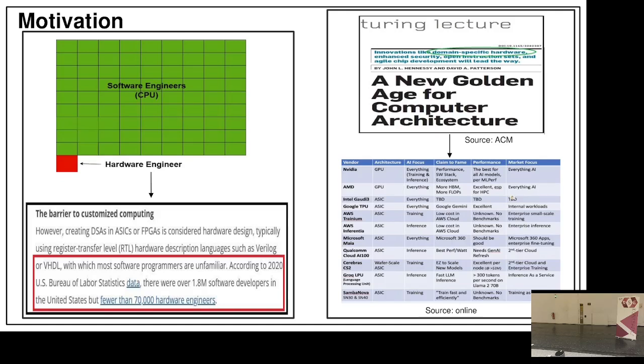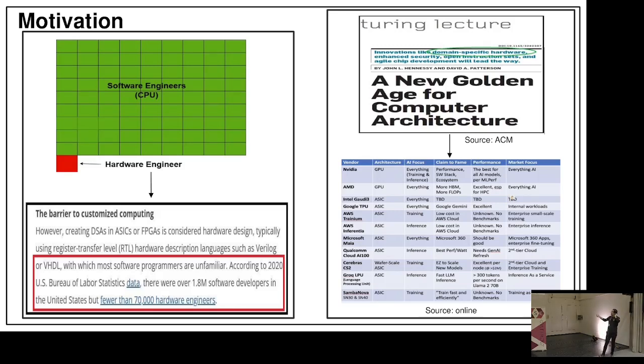One report from the US labor statistics says that there are almost 1.8 million software developers as compared to only 70,000 hardware engineers. That's basically the mismatch. We know now that the hardware is complex, and every engineer, whether you're a hardware or software engineer, should understand the heterogeneous architectures underlying in your computer or anything which you use.